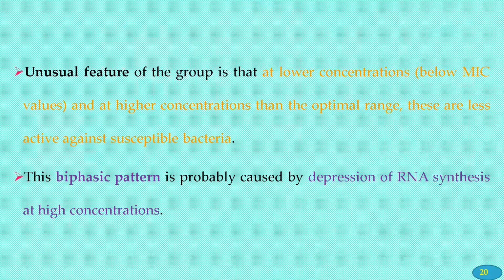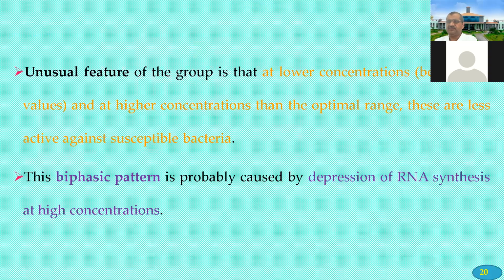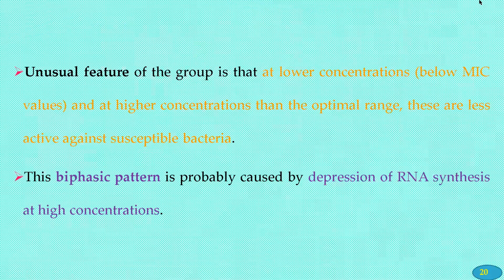The unusual feature of this particular drug is especially the supercoiling of the DNA and the lysis of the DNA. It's an unusual feature. At lower concentration below the MIC and at a higher concentration than the optimal range, these are active against the susceptible bacteria. And this is called the biphasic pattern.